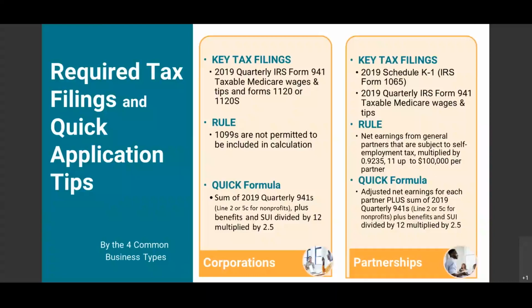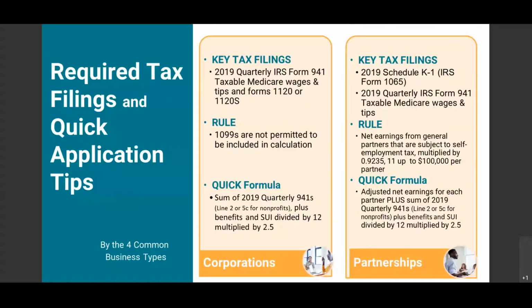The two other business types I indicated before are the corporations and the partnerships. For the corporations, again, it's a similar calculation. Some of the forms are similar as well. You would need the 2019 Form 941, as well as, if you're a C Corp, you'll file 1120. The reason why the 1120 is important is because that's where you will find your numbers for any benefits or insurance you would have paid.